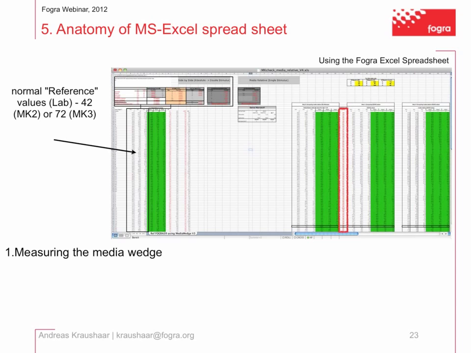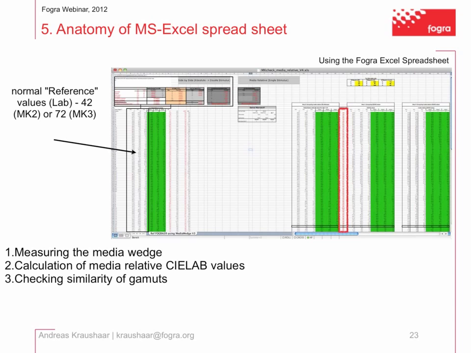Then you calculate the media relative T-LAB values, as I explained before. Then you check the similarity of gamuts. You might see it in the middle of that spreadsheet, which is called gamut mismatch.